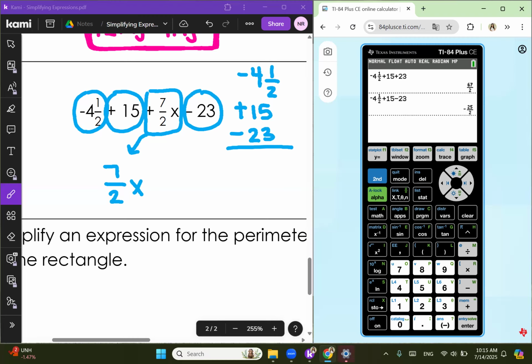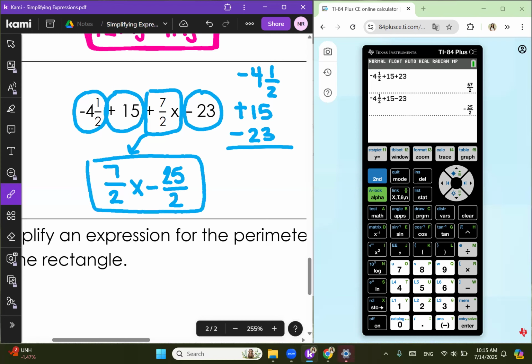All right, minus 23. There we go. That is the number I was looking for. Okay, so minus 25 over 2. Once again, our answers look kind of ugly, but it is what it is when it comes to simplifying expressions, okay?